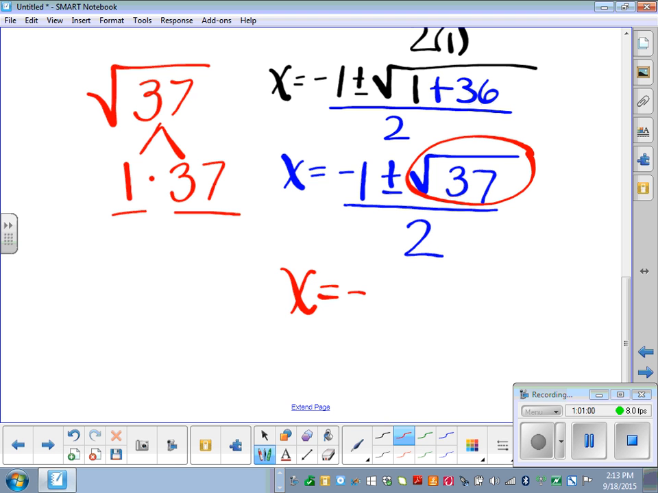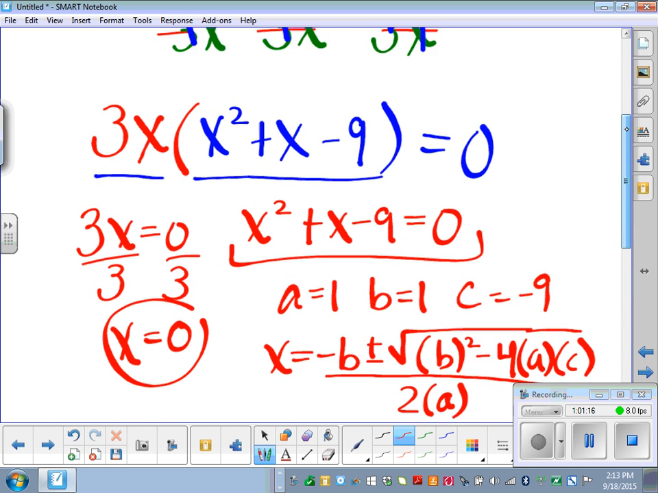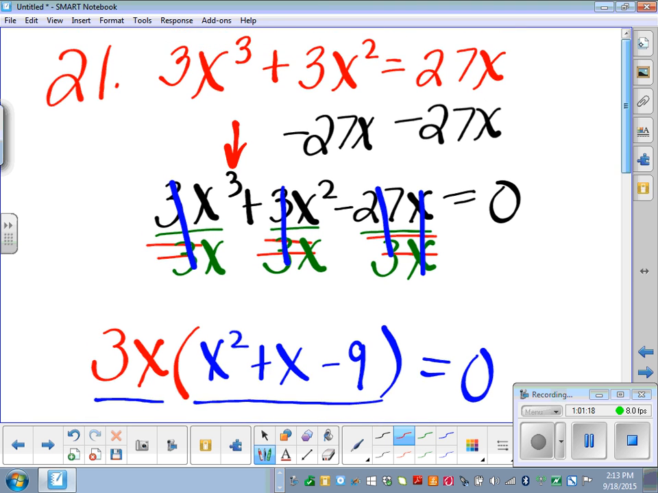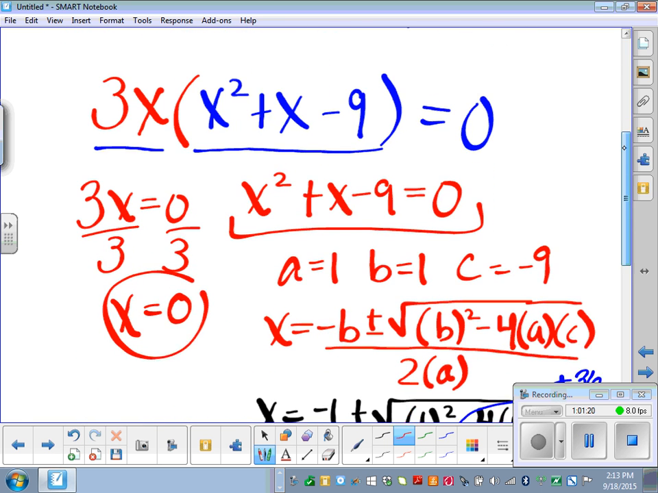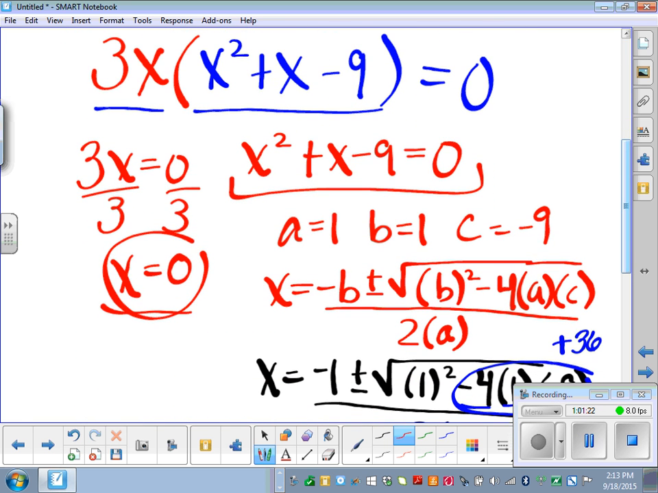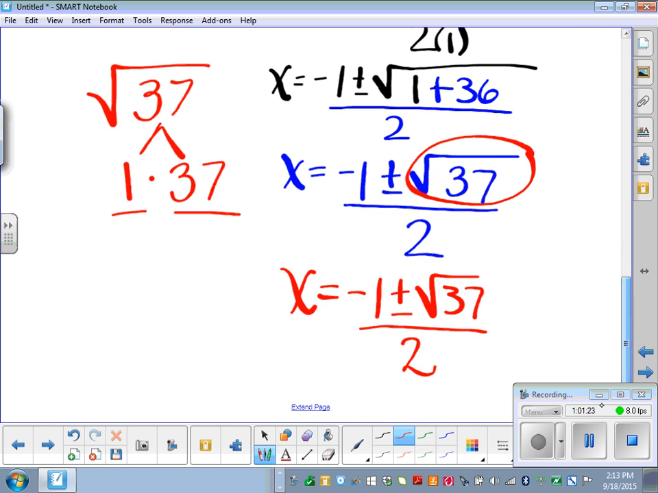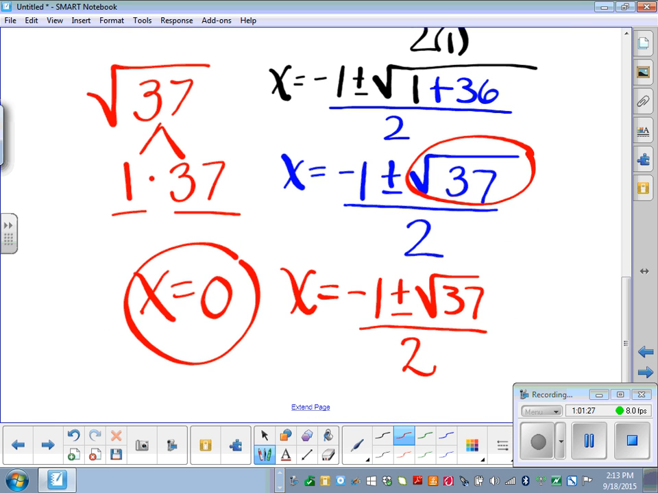So we have the answers. X is equal to -1 plus and minus the square root of 37 all over 2. Those are two answers right there: -1 plus the square root of 37 over 2 and -1 minus the square root of 37 over 2. There's two answers, but we know it was cubic in the beginning and we should have 3 answers. And we actually did. Remember that we also had x is equal to 0. So we have those 2 answers and x is equal to 0.